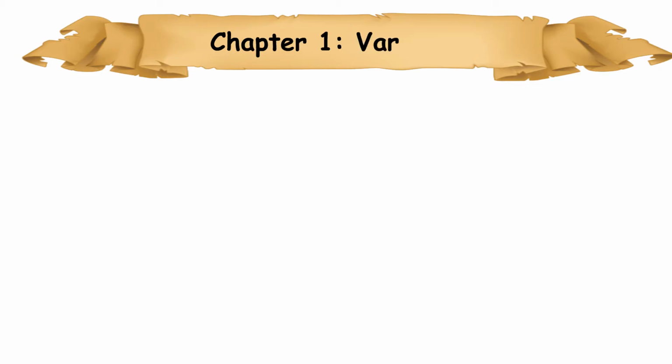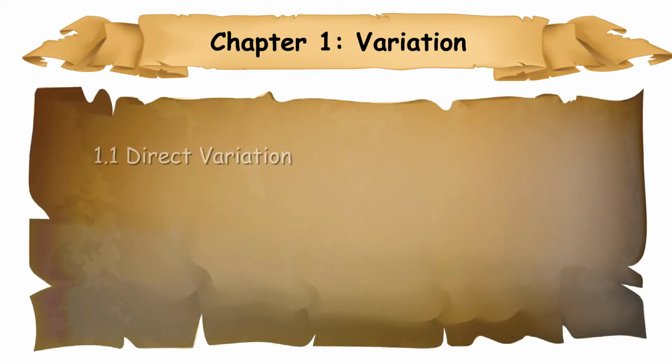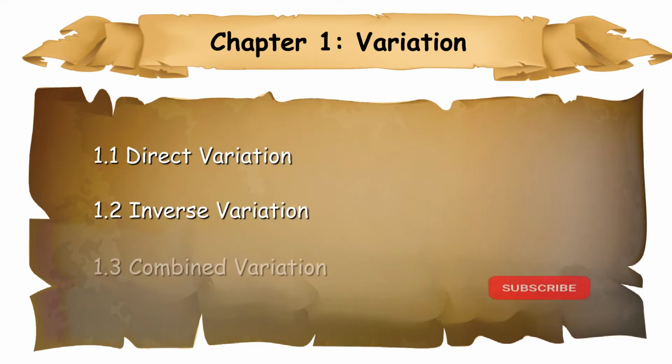Now, let's learn Form 5 Chapter 1 Variation. In this chapter, you will learn 1.1 Direct Variation, 1.2 Inverse Variation, and 1.3 Combined Variation.